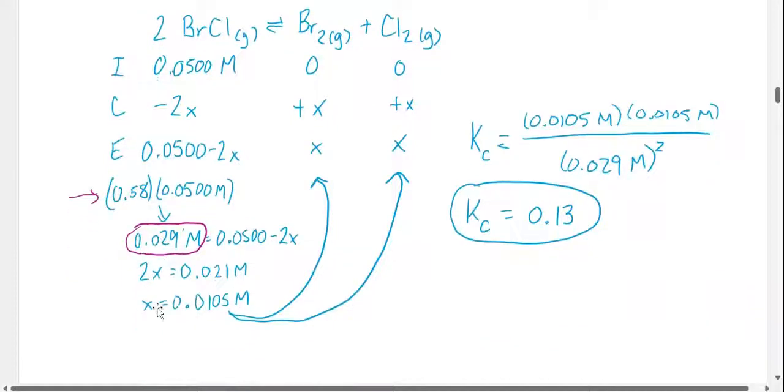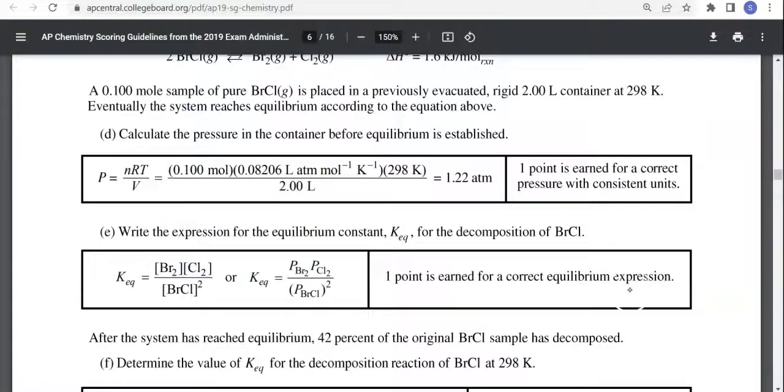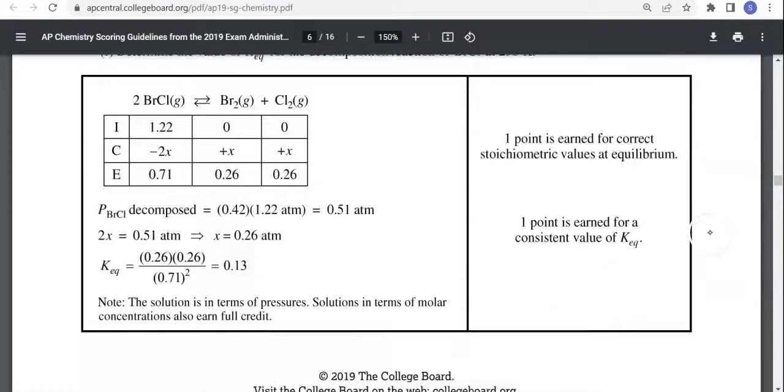And then I use that to solve for x, plug that in to find my equilibrium concentrations of Br2 and Cl2, and then plugged in all my equilibrium concentrations into my K expression to calculate K, and I got 0.13. And okay, that is correct.